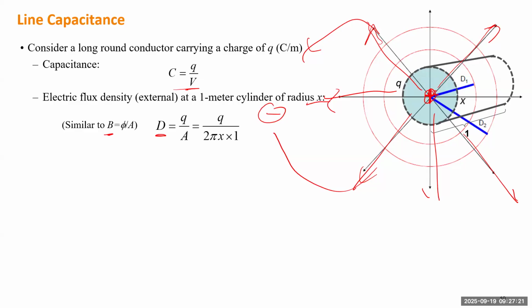So which means you can count how many flux lines there are, divided by the area you circulate, you cover that charge, and that will give you the density of the flux. But this is an electric flux, not magnetic flux. This formula is equivalent, it's analogous to the formula for the magnetic field.